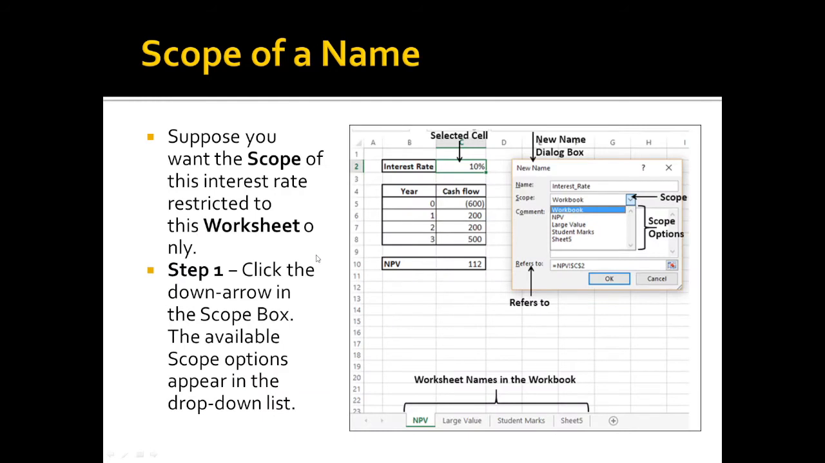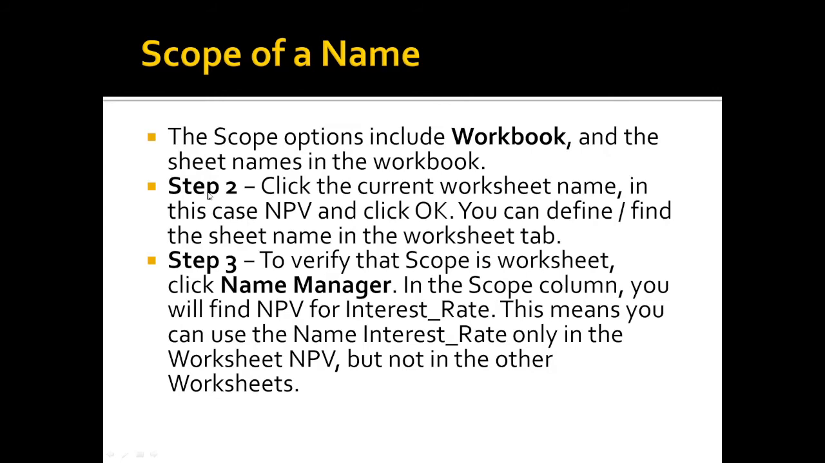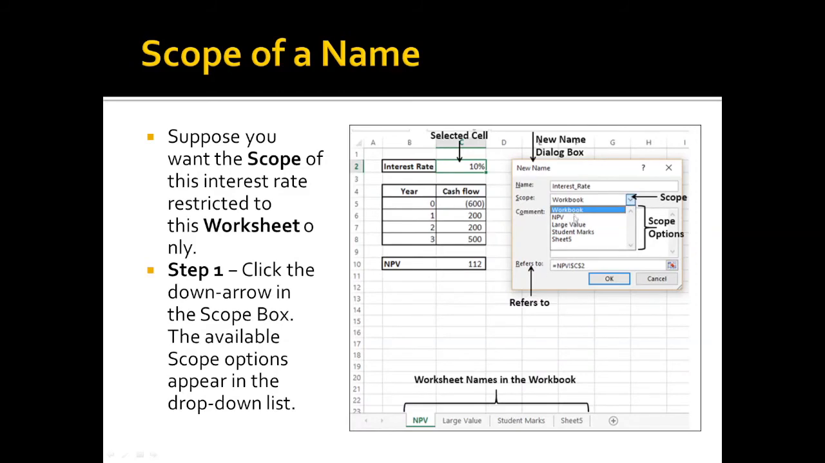Suppose you want the scope of the interest rate restricted to this worksheet only. Step 1, click the down arrow in the scope box. Then the available scope options appear in the drop down list. Currently we are on the NPV worksheet. So these are the names of the worksheets in the workbook. The scope options include the workbook and the sheet names in the workbook.